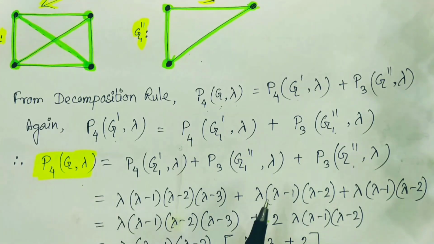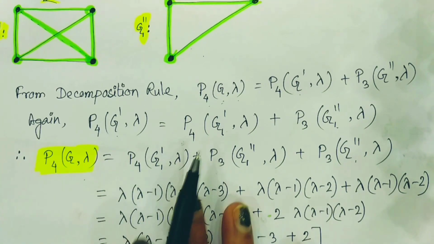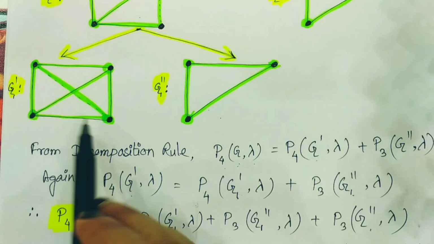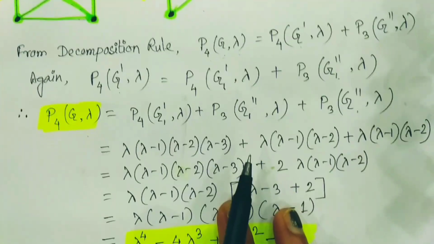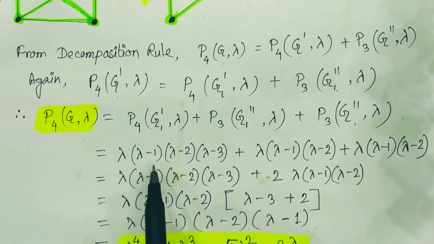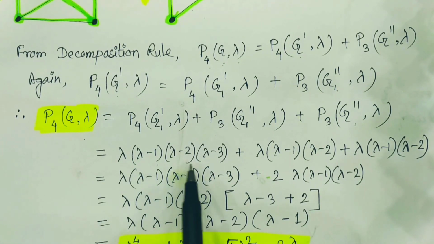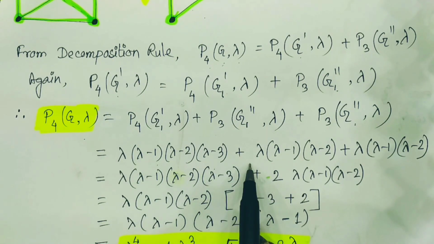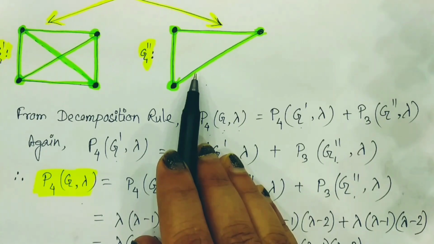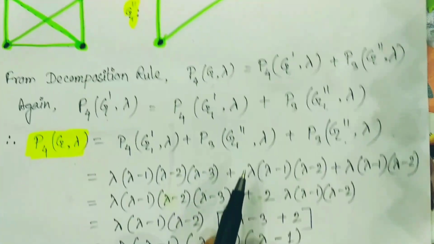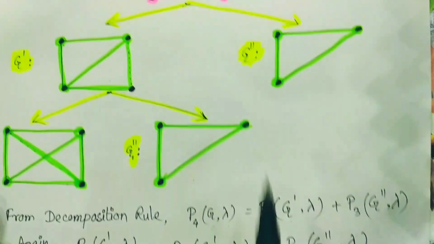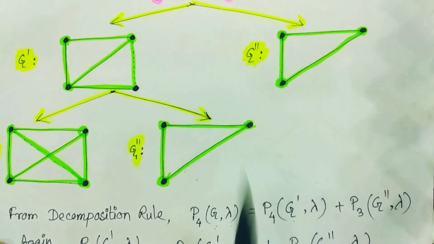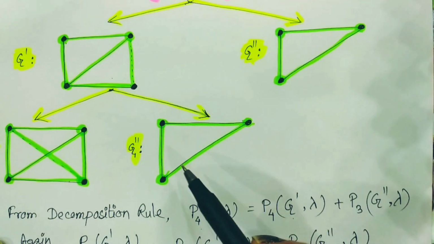We will find out that the chromatic polynomial for this graph, a graph with 4 vertices that is a complete graph, should be lambda into lambda minus 1 into lambda minus 2 into lambda minus 3, plus the chromatic polynomial of the other graph, which is lambda into lambda minus 1 into lambda minus 2. So that we have right here. And this one also is a complete graph with 3 vertices, and its chromatic polynomial is the same as this graph.